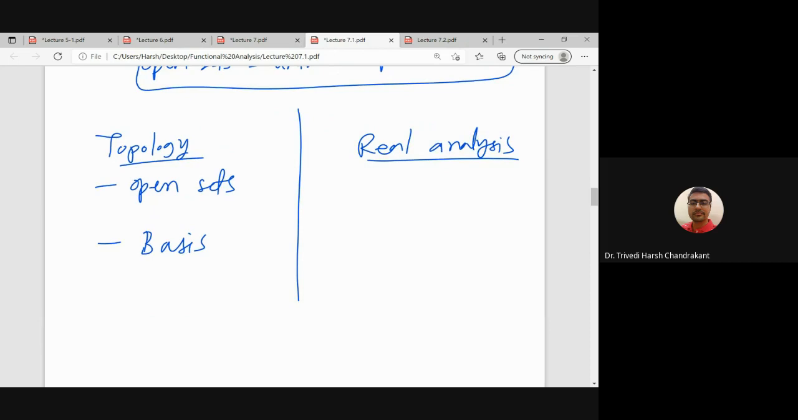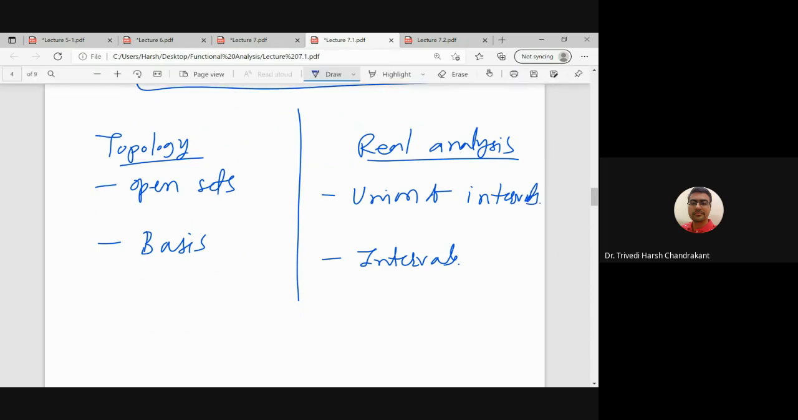So in real analysis, what is a basis? Bases are intervals. And what are the open sets? Open sets are nothing but unions of intervals. So this is basically the motivation of topology.